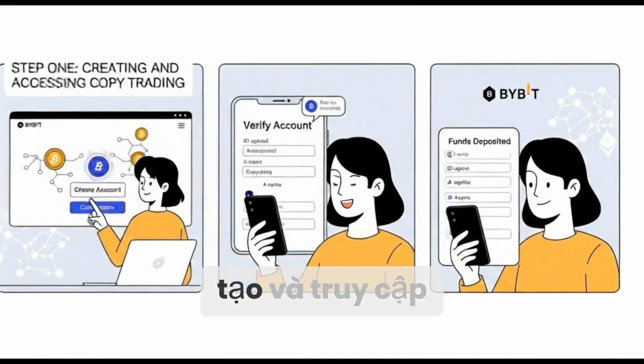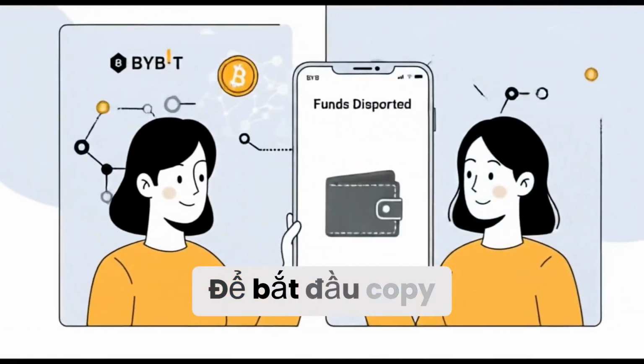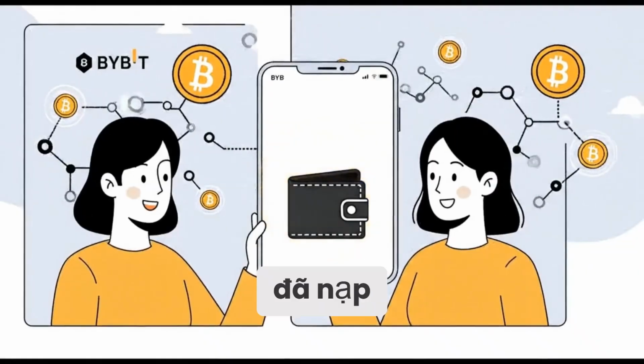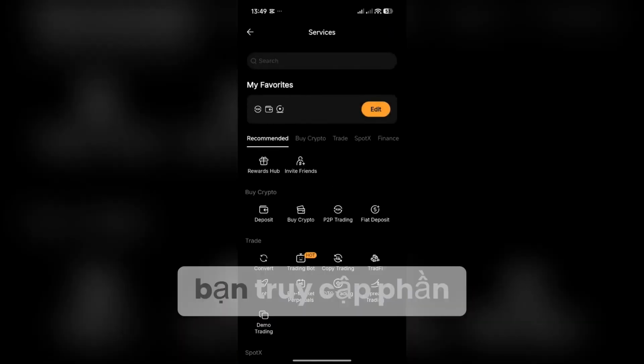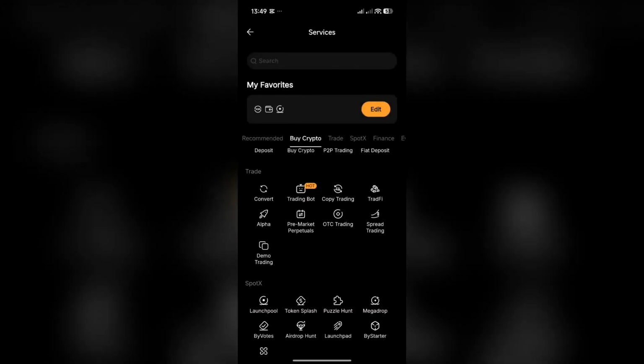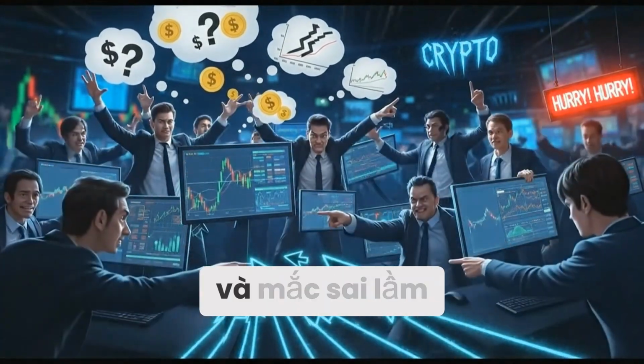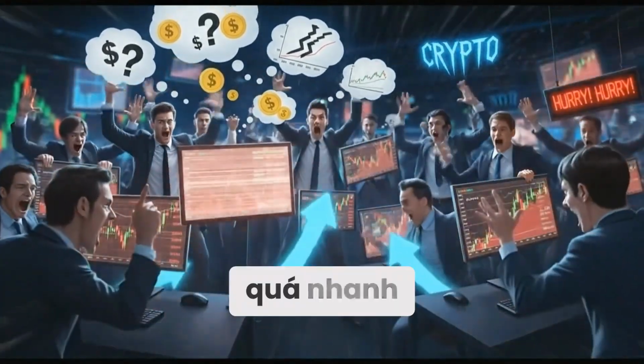Step 1. Creating and accessing copy trading. To start copy trading on Bybit, you need a verified account and funds deposited. Once logged in, you access the copy trading section from the platform menu. This is where most people rush and make mistakes by selecting traders too quickly.